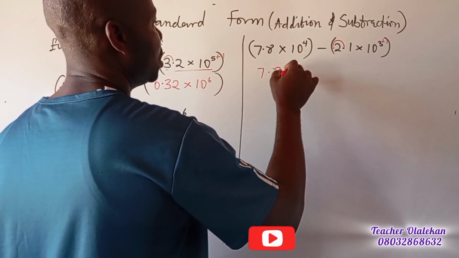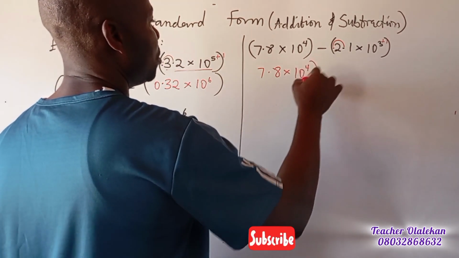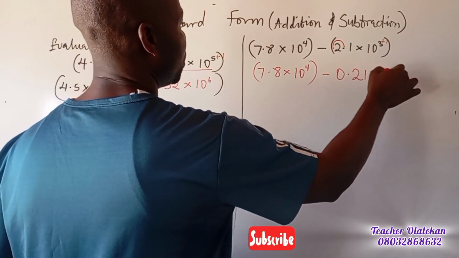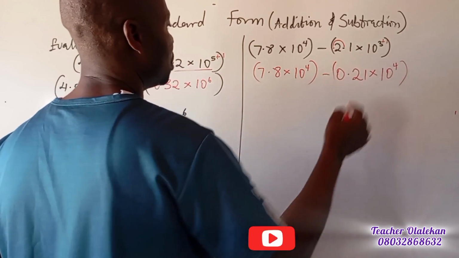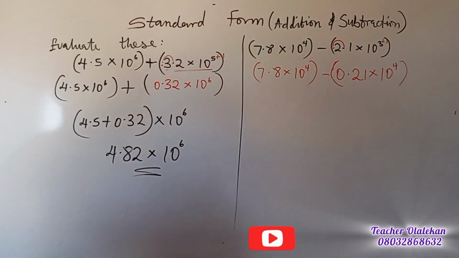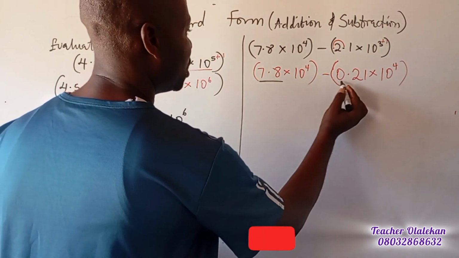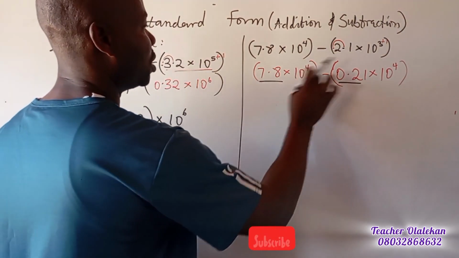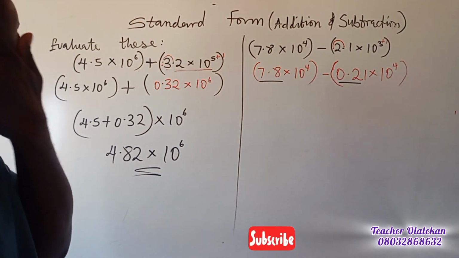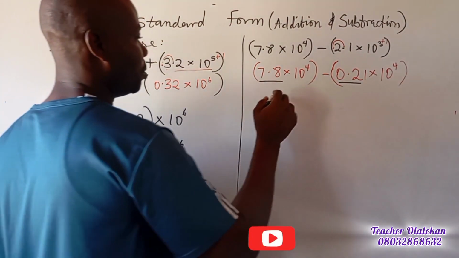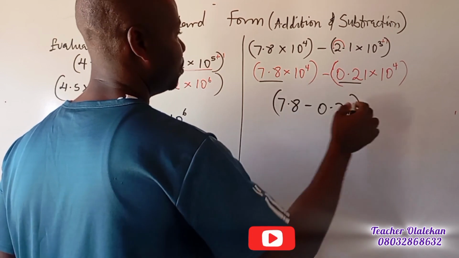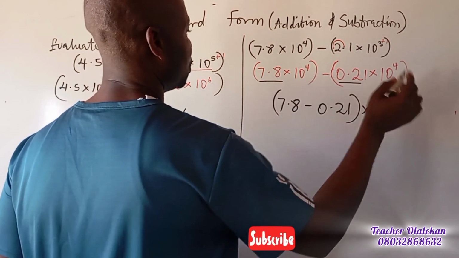So that becomes 7.8 times 10 raised to power 4 in bracket, minus 0.21 times 10 raised to power 4, in another bracket. So we are now good to go with our subtraction. We subtract the coefficients, which is the base, then we take one of the 10 raised to power 4. That's how to do subtraction and addition in standard form. Please do not forget that. So that becomes 7.8 minus 0.21 in bracket times 10 raised to power 4. We just pick one of them.